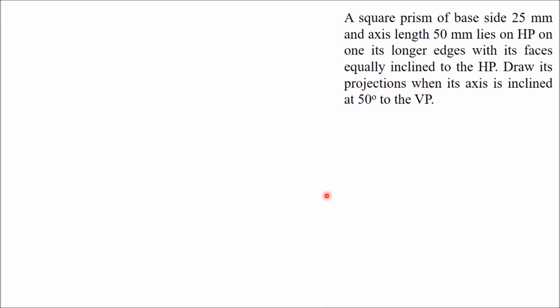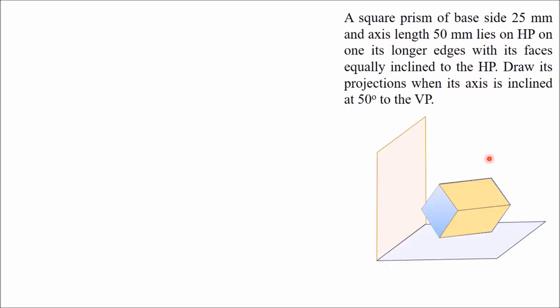Welcome. Today we will discuss another problem on orthographic projections of solids in which a square prism of base side 25 mm and axis length 50 mm lies on HP on one of its longer edges with its faces equally inclined to the HP. Draw its projections when its axis is inclined at 50 degree to the VP. This is how this solid is kept.